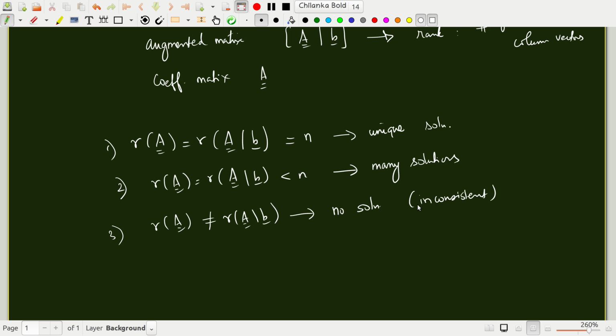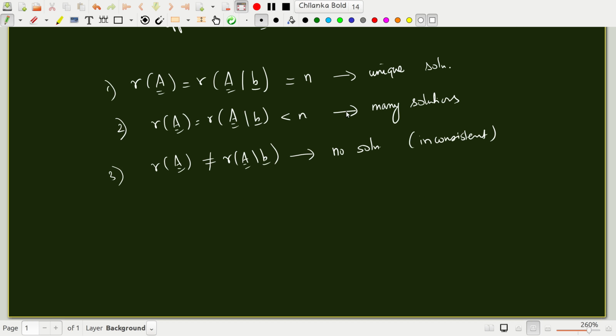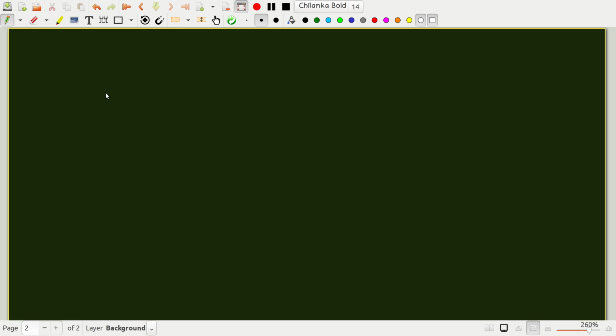We also saw that when you have many solutions, you can write it in the form of a single parameter family of solutions. In the last lecture we saw an example of a single parameter family of solutions. Now in this lecture I am going to illustrate an example where you have a 3 parameter family of solutions. So, example.